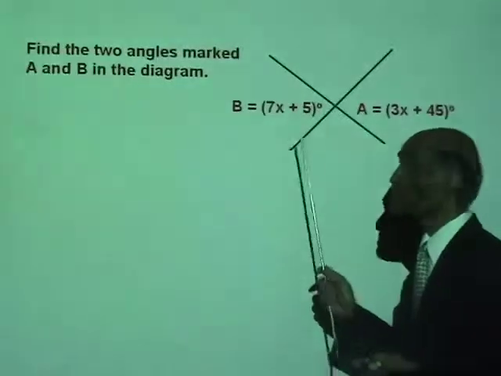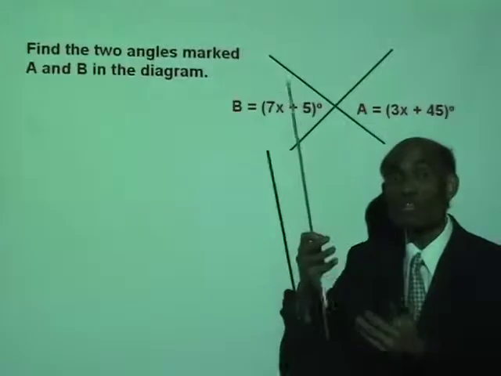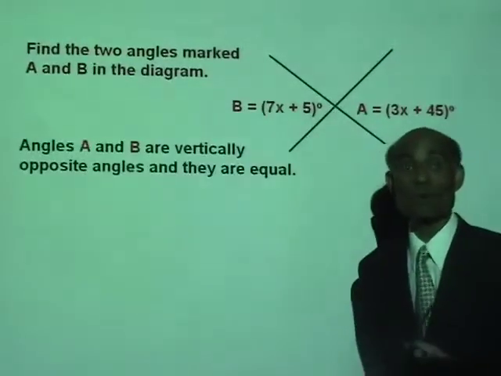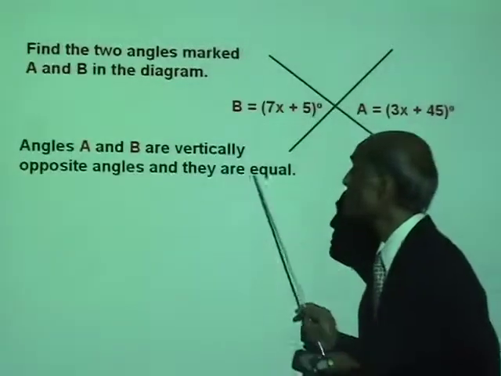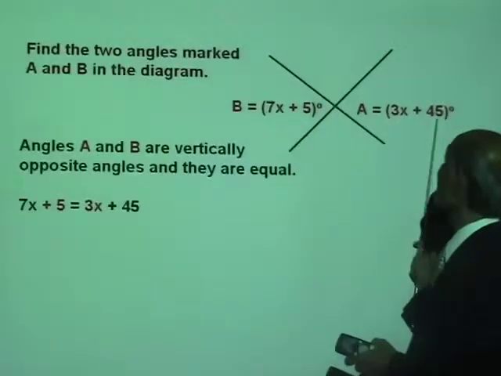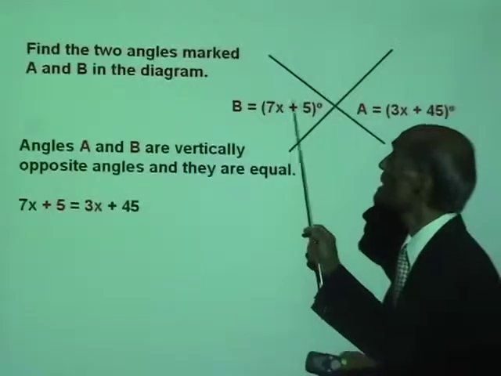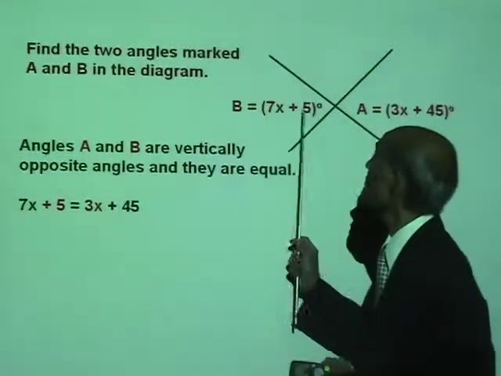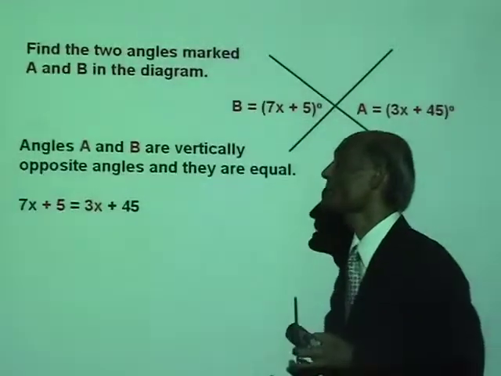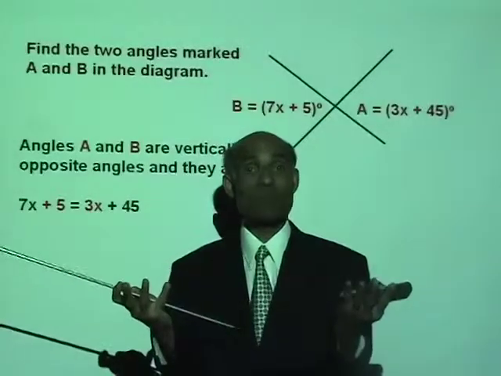Well, we are going to use the principle that angles A and B are vertical angles and therefore their measures are equal. So we take the measure of A, which is 3x plus 45, and set it equal to the measure of B, which is 7x plus 5. So 7x plus 5 equal to 3x plus 45. And now you have a simple linear equation.